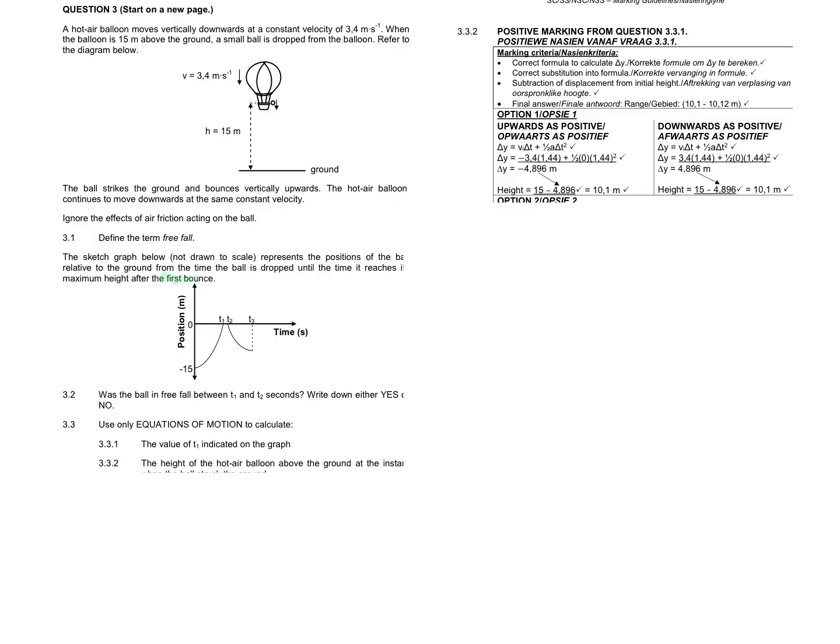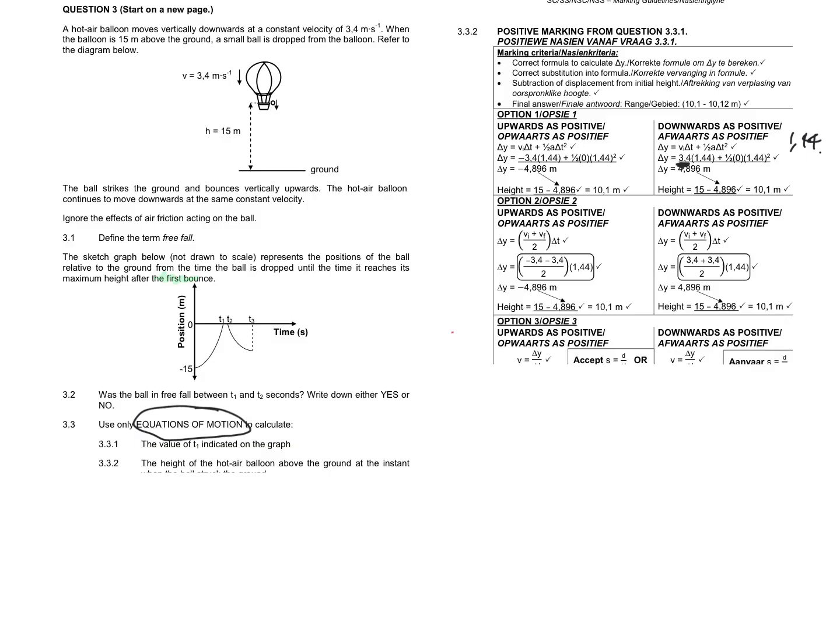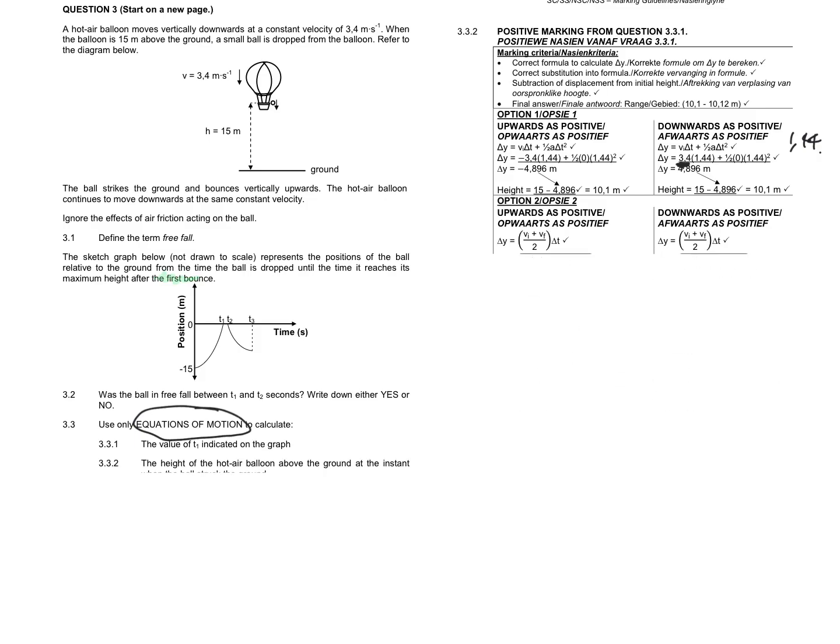So the velocity of the balloon is a constant 3.4 downwards, and the movement is happening for 1.44 seconds. It did tell you to use equations of motion, so I think that they only started accepting this option later on. But anyway, if you have to use equations of motion, we always need 3 numbers.